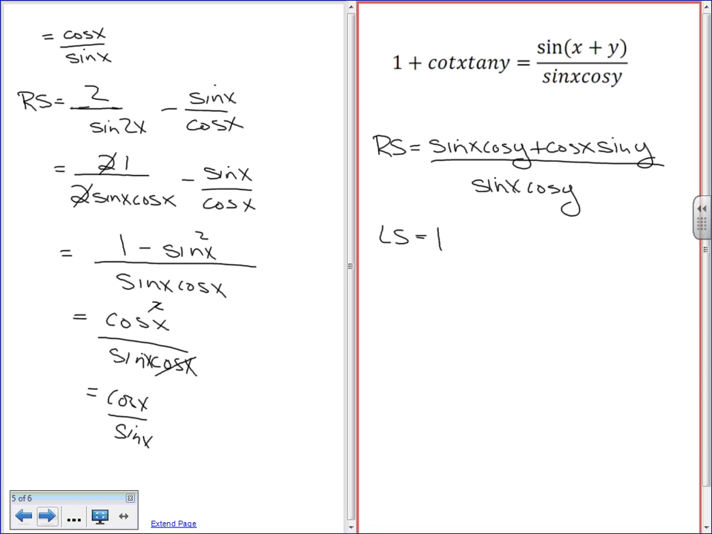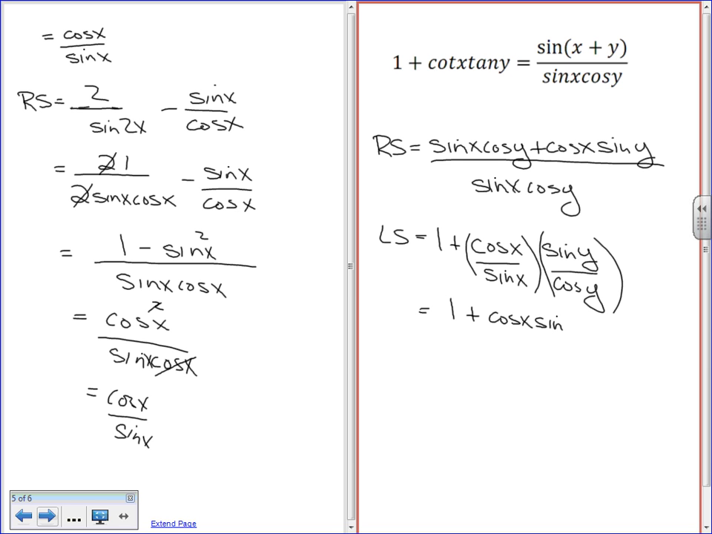So 1 plus the cotangent of x, by definition, is 1 plus the cosine of x over the sine of x. That's what the cotangent is. And the tangent of y is the sine of y over the cos of y. So I can multiply those two guys into making one term: cos of x, sine of y over sine of x, cosine of y. I have a number added to a fraction. How do I add fractions again?